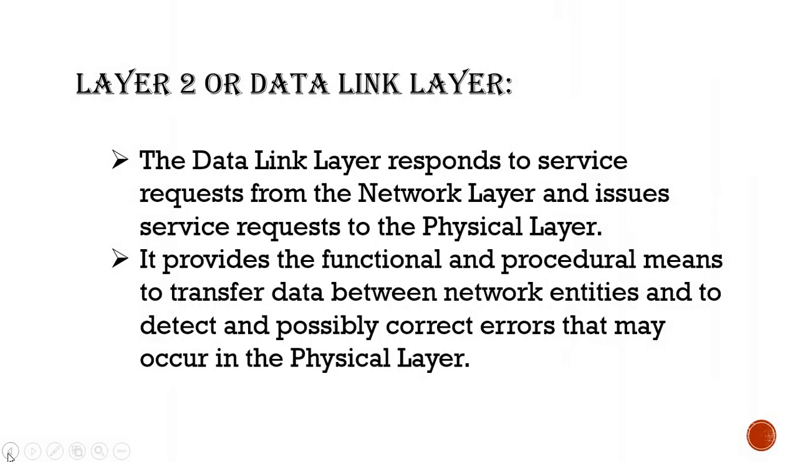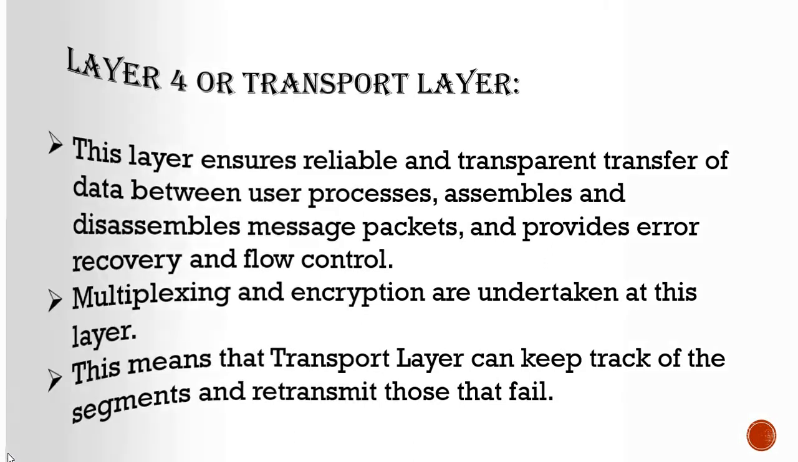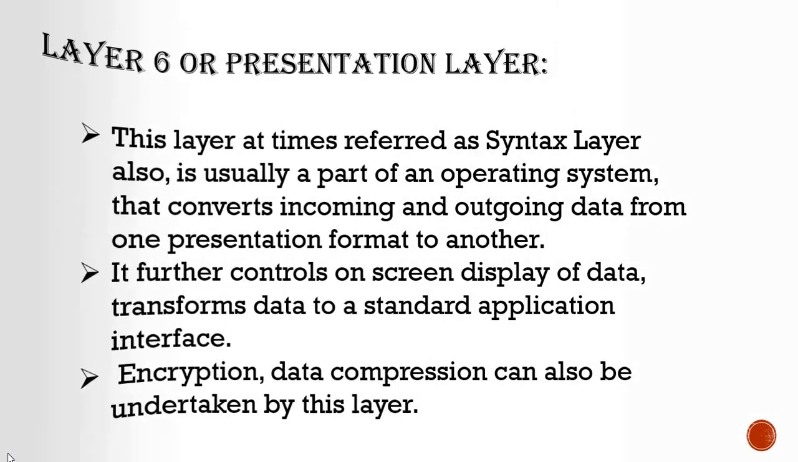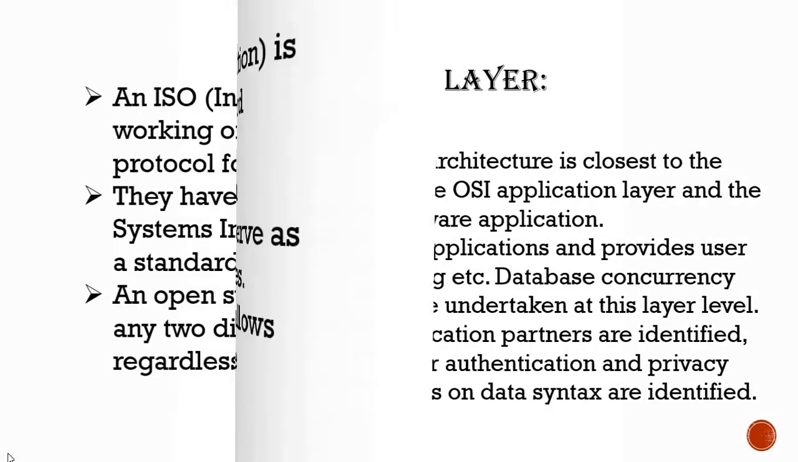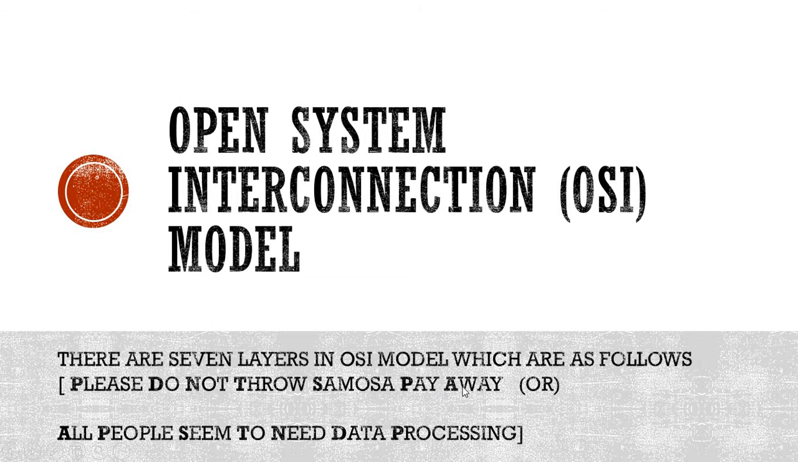So these are all the layers used by your OSI model. There are a total of 7 layers, and one by one we are going to see them. Just remember this sentence and you can easily recall all 7 layers. So let's start.